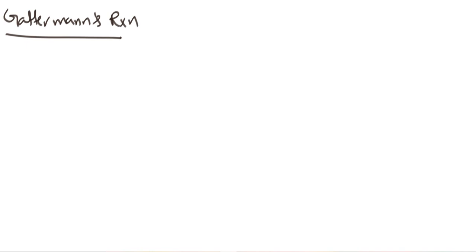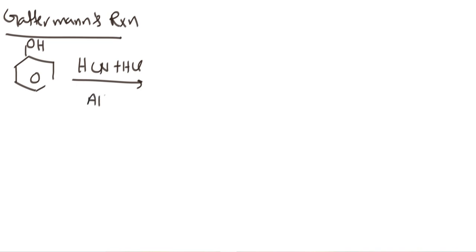This is Gattermann's reaction. I will tell the reaction first of all. This is the OH. This is phenol treated with HCN plus HCl in the presence of AlCl3, you are getting ortho and para products. Para is major.